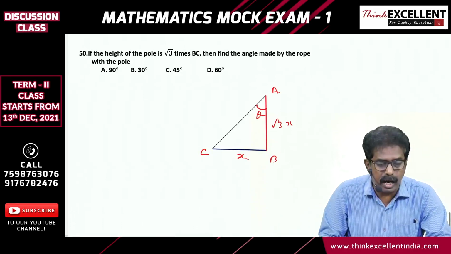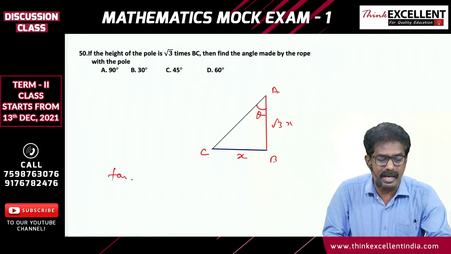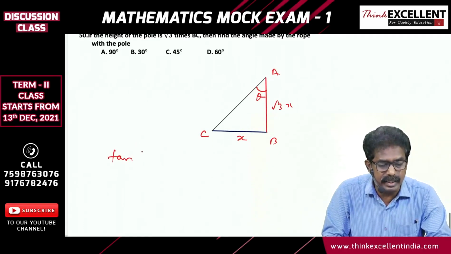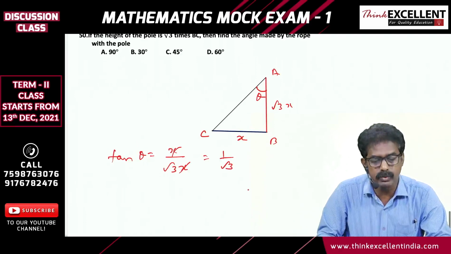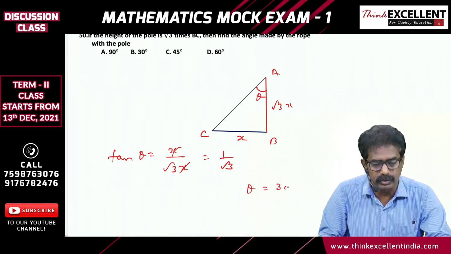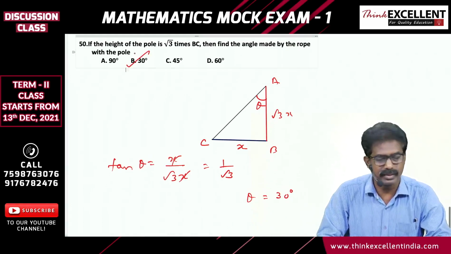Here it is opposite and adjacent. Opposite and adjacent means you have to take what? Tan. So tan theta is equal to opposite is X, adjacent is root 3X. X, X cancel, 1 by root 3. Tan, which angle is 1 by root 3? 30 degree, right? So theta is equal to 30 degree. That is option number B, right?